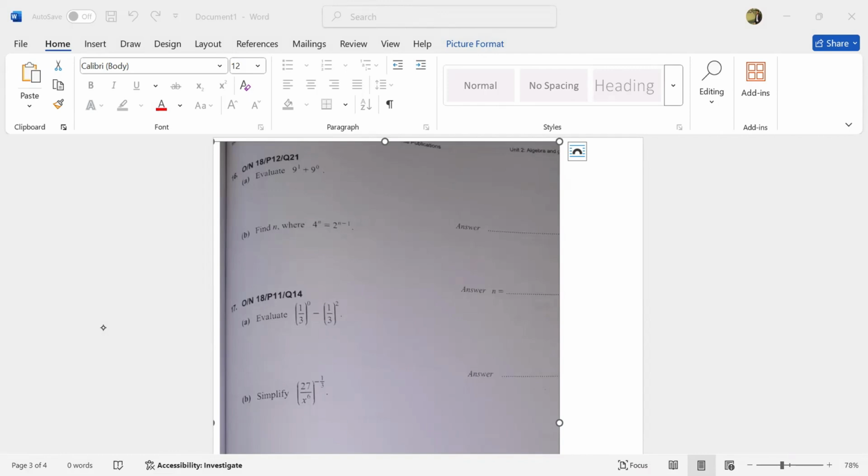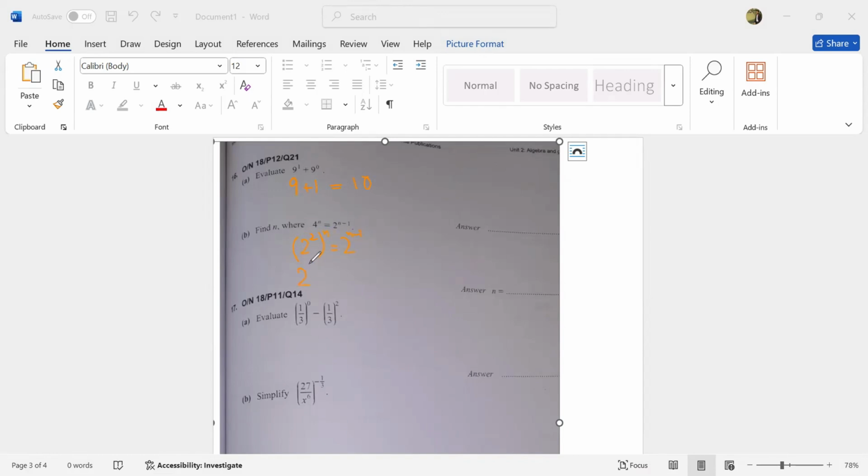Okay, 9 power 1 plus 9 power 0. 9 power 1 remains 9. Anything raised to the power 0 is 1. 9 plus 1 is 10. Now 4 raised to the power n. There is an equal sign in the middle. So we are going to check out. We have to equate the bases. 4 we can write down as 2 square. And there was an n outside it.